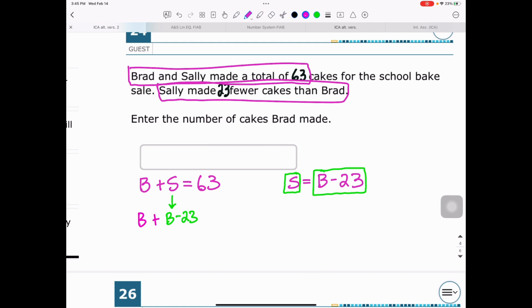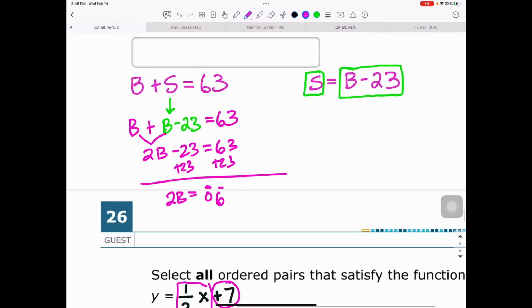Brad plus Brad minus 23 equals 63. 2 Brads, because B plus B, minus 23 equals 63. I'm going to add 23 over here, add 23 over here. 2 Brads equal 86. Divide by 2.